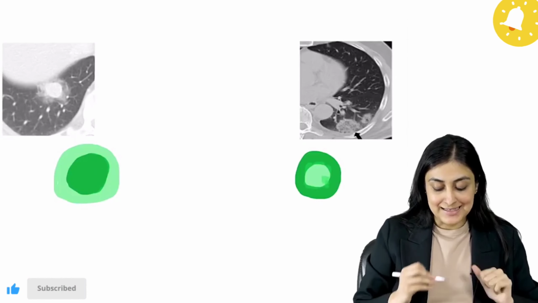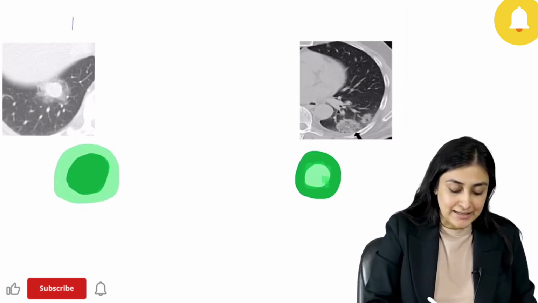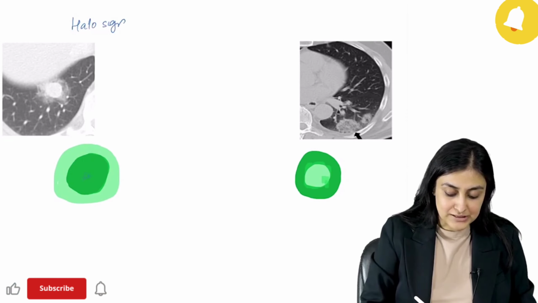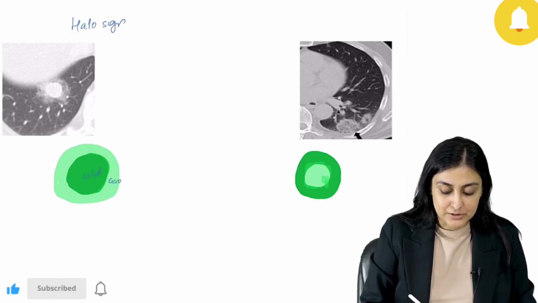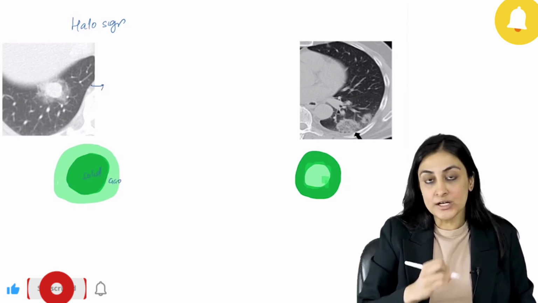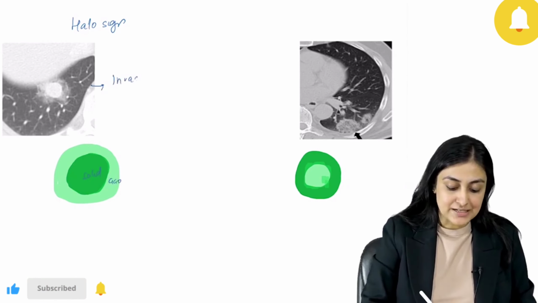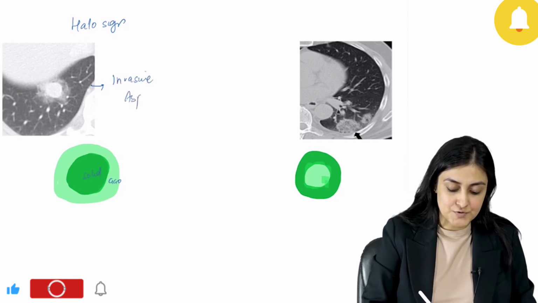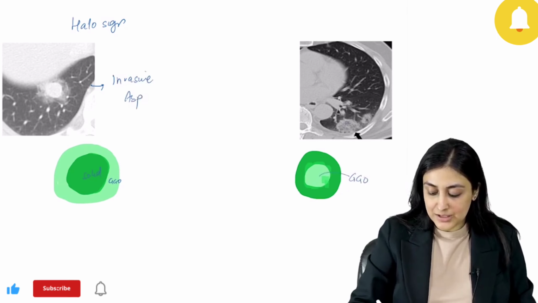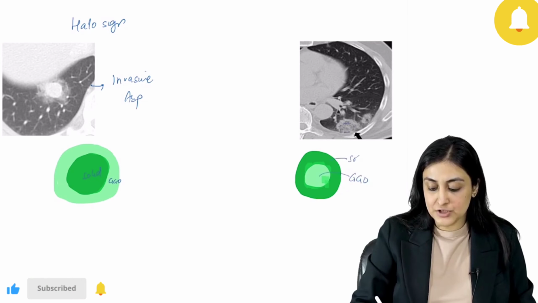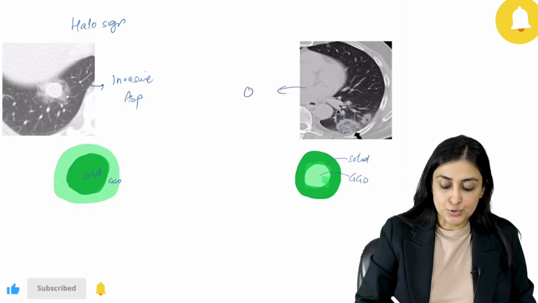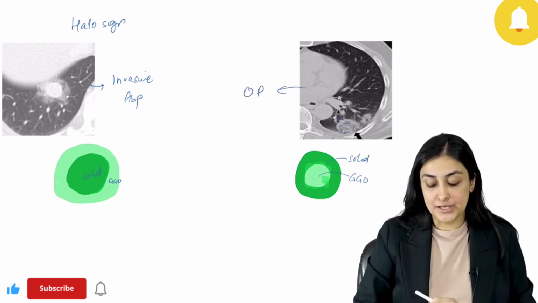So now let's understand halo and reverse halo. In a halo sign, what we basically see is a central solid part and the periphery is going to be ground glass, hazy. The hallmark of which is what? That we already studied, which is invasive aspergillosis. On the other hand, in the reverse halo, you have a central ground glass, like you're seeing, and the periphery is going to be solid. So this is called reverse halo and the prototype is organizing pneumonia.